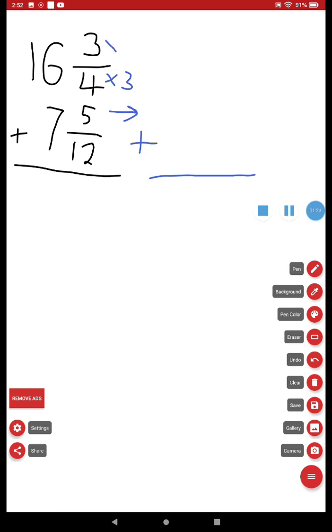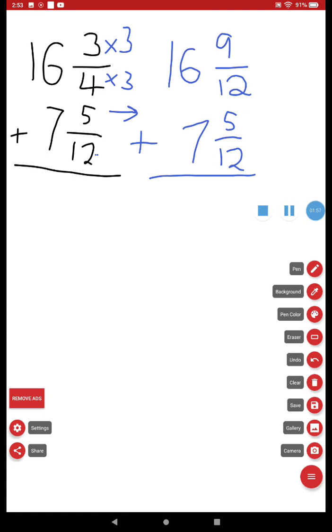3 times 3. Let's write it over here now. 4 times 3 equals 12. 3 times 3 equals 9. Remember, when I change the denominator, so I have like denominators, I don't need to change the whole number. That can stay 16. And because this is a 12, I don't need to change it. I can keep that one as 5/12. 7 stays as a whole number.